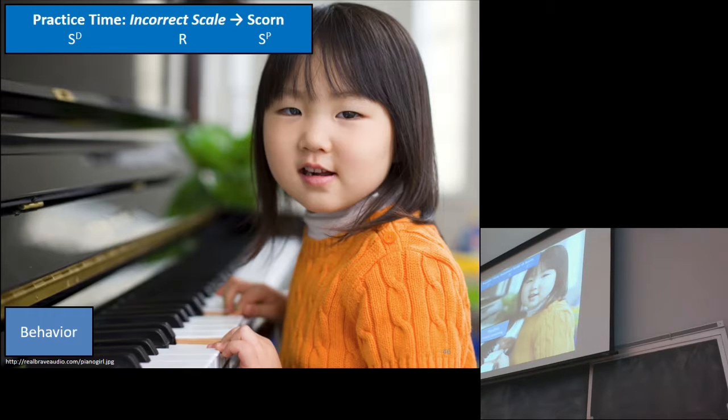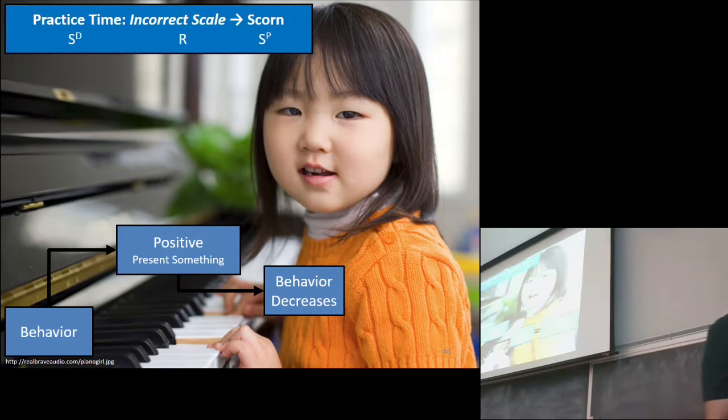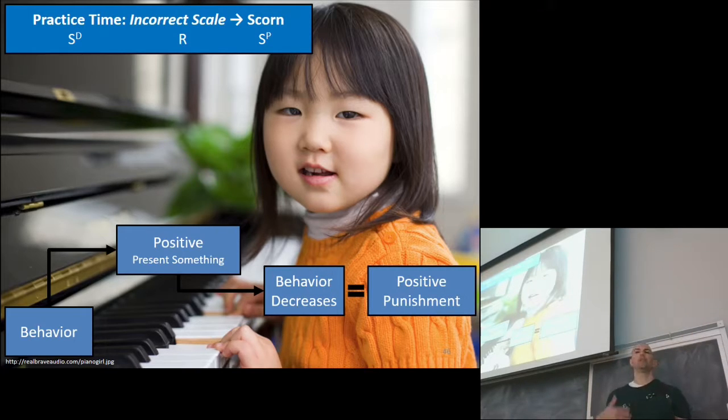When the behavior is finished, when that incorrect scale is played, the teacher presents something. So this scorn is actually a positive contingency. Yelling at this child after she made a mistake is a positive contingency, again not because it's a good idea or socially acceptable, but because something was presented to this student. What was presented was scorn, and the probability of her playing that incorrect scale in the future is going to decrease. So you present something, the probability of that incorrect behavior decreases, we have positive punishment.